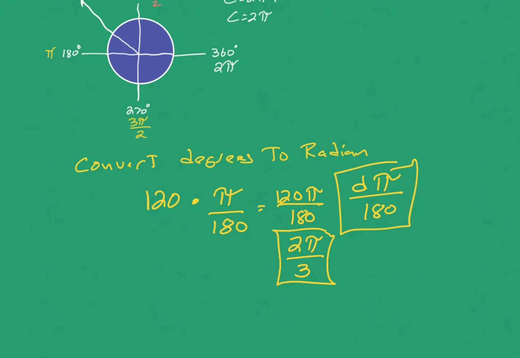And we're going to leave it like that. You're not going to multiply by pi and do all that stuff. This is simply your answer when you're converting from degrees to radians. And this is the formula that you use for converting. It's your degrees times pi divided by 180.